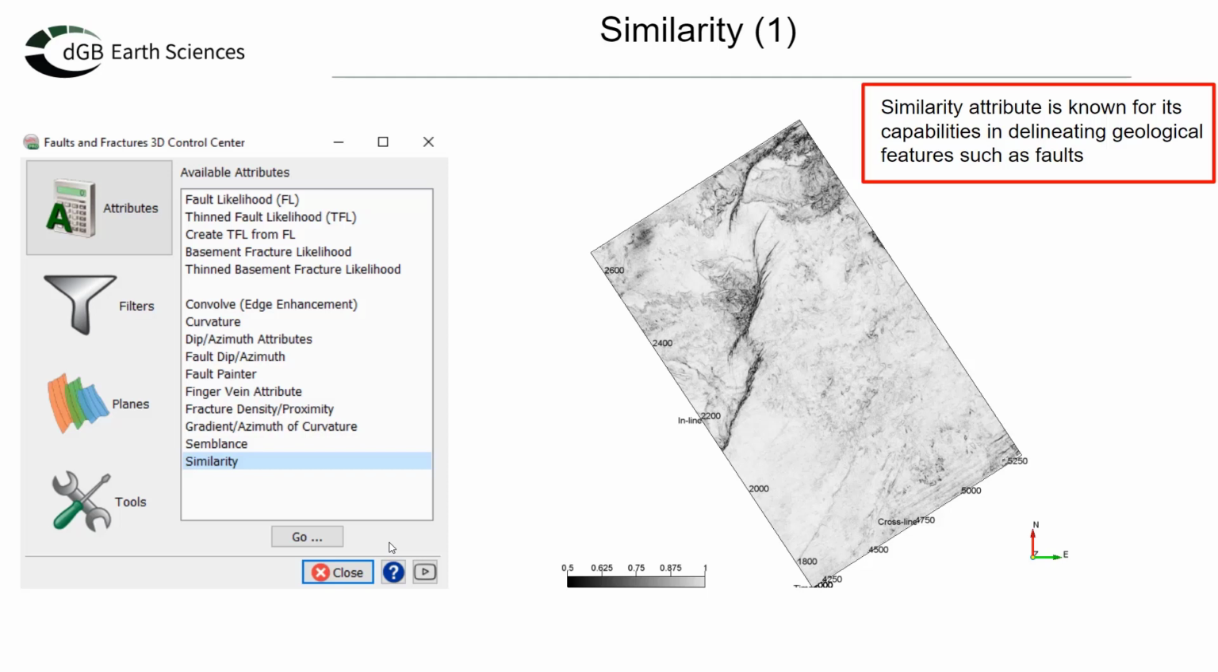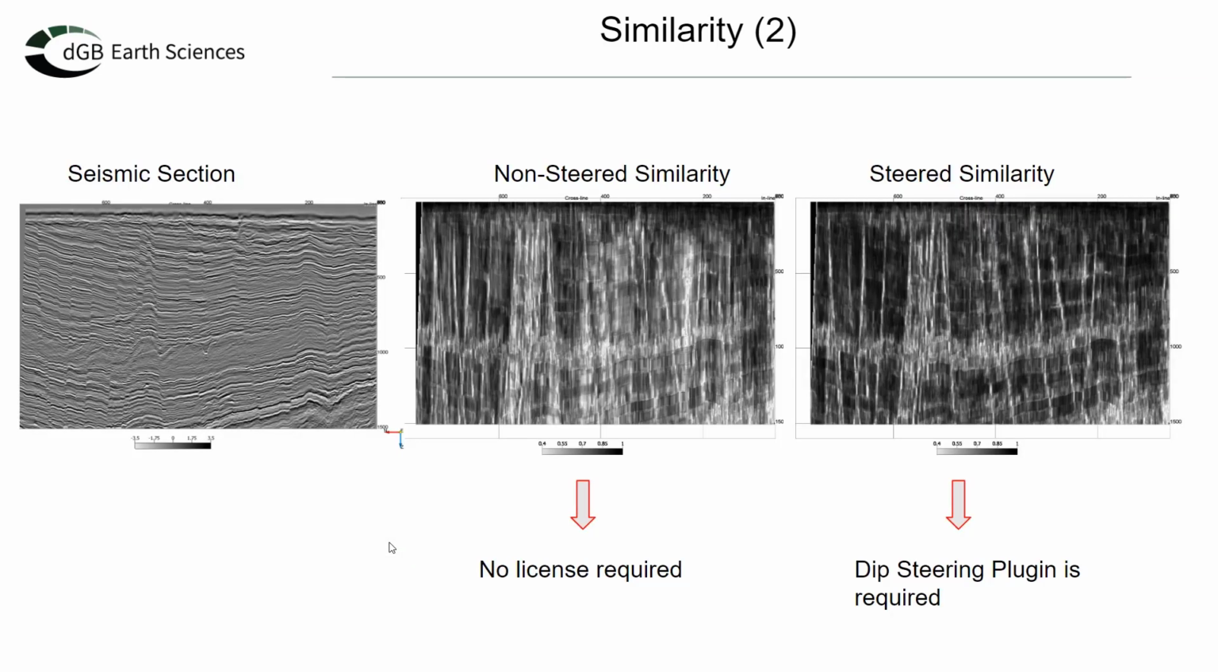The similarity attribute, I already talked about it and what it is. Again, it is known for its capability in capturing the faults and fractures or any other structural elements in the seismic data. In this case, I use a similarity that's steered. We use the dip field here in order to calculate the best similarity between the trace segments. You remember that's the slide I asked you to remember, because we're going to come back to it.